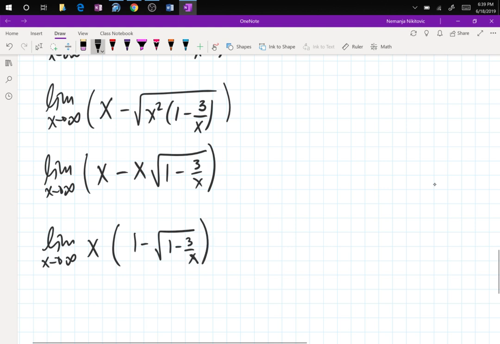Wait, did you mean to make that x minus x squared times, or no? No, x squared was inside the root. When it jumps out, it becomes x, because the square root of x squared, right, they cancel. Yeah. And the root still stays over 1 minus 3 over x.